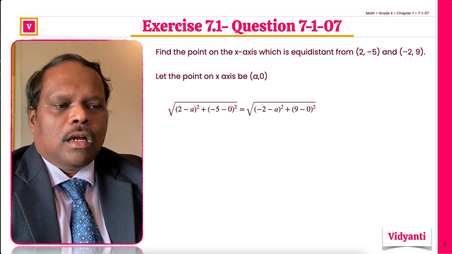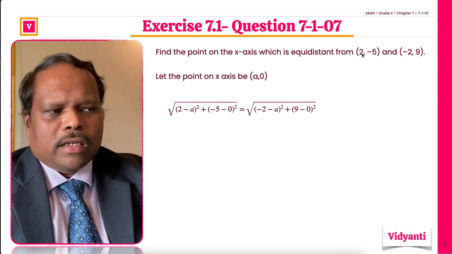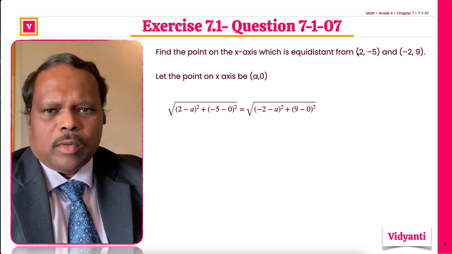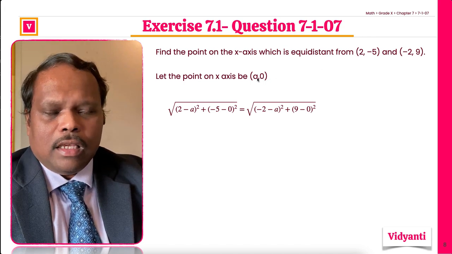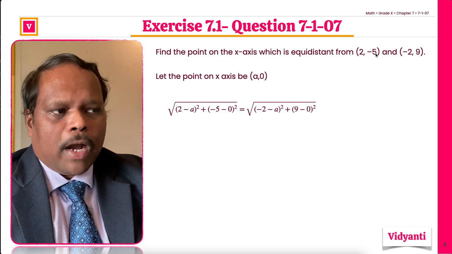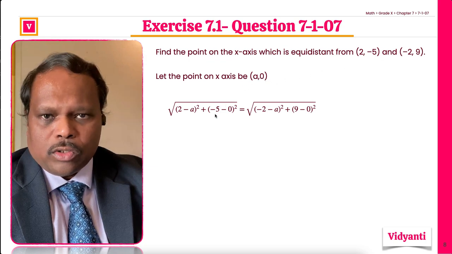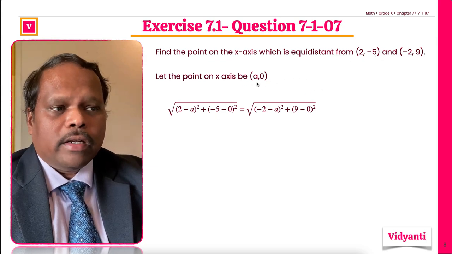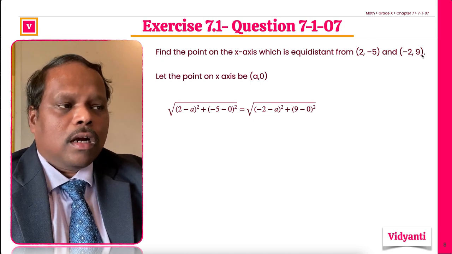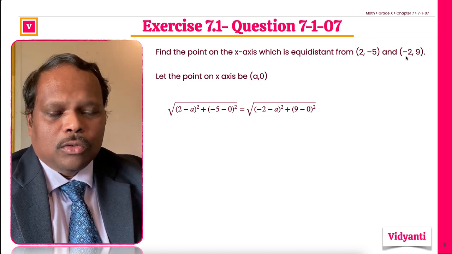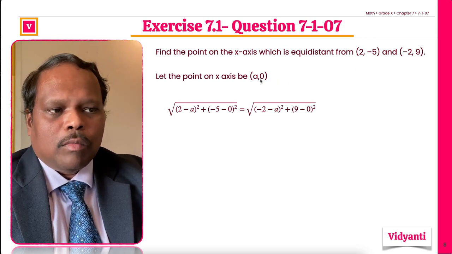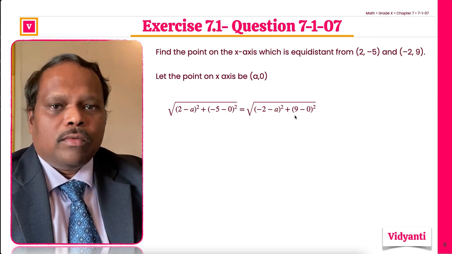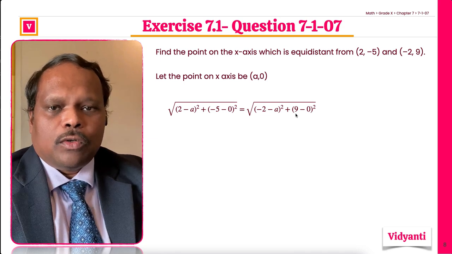So let's see. Now, if you consider this point and this point, so x1 minus x2, or you can call it x2 minus x1, doesn't matter, it's going to be squared anyway. So (2 minus a) the whole squared, plus (minus 5 minus 0) the whole squared. That will be the distance between this point and (a, 0). Now take the other pair, which is (minus 2 minus a) the whole bracket squared, and (9 minus 0) squared. And everything will be under square root. So these two square roots are equal.